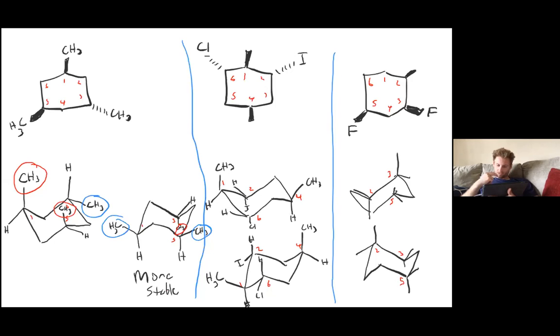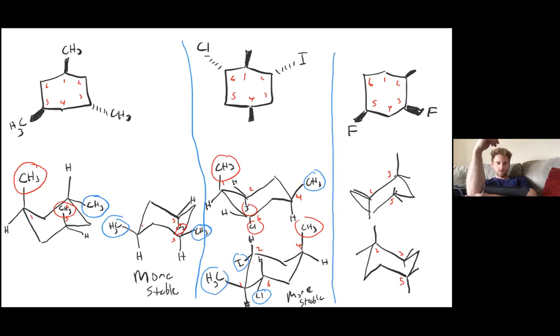Circling all our equatorials, we have 1 here versus 3. Looking at our axials, we have 3 versus 1. The bottom one has more equatorials, so this is our more stable. Sometimes you do have to look at what substituents they are, but for these, they should be pretty straightforward. You've got the iodine, the chlorine, and a CH3 that are all equatorial.